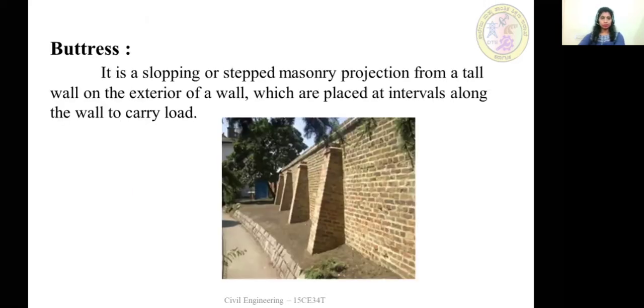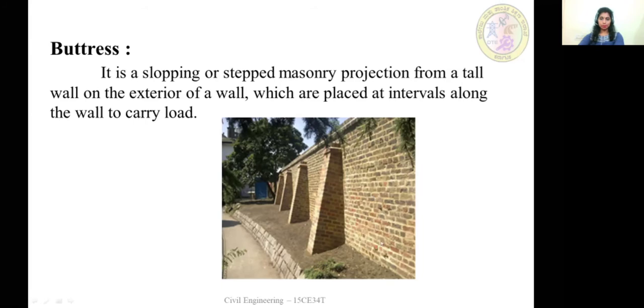Moving on to buttress. This is the last term in stone masonry, that is buttress. Buttress is a sloping or stepped masonry projection from a tall wall on the exterior of a wall, which are placed at intervals along the wall to carry load.